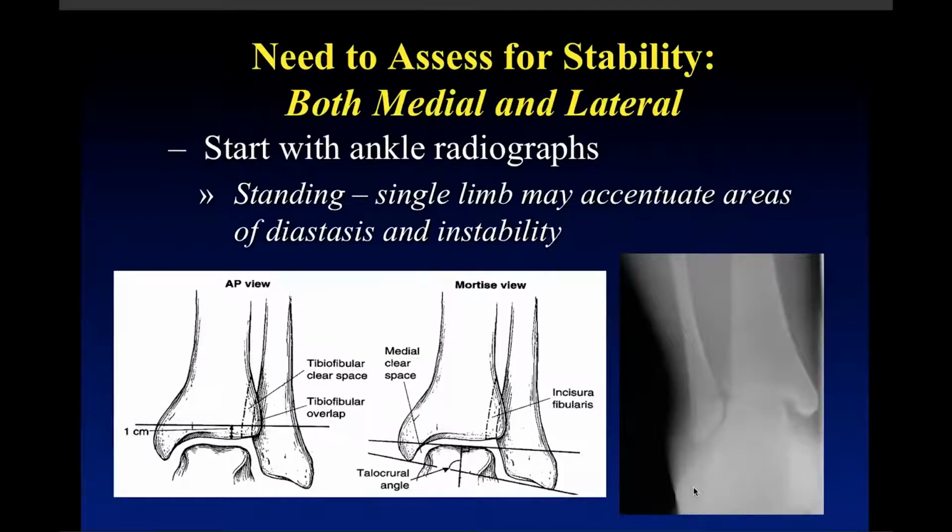So we all concentrate on what's going on laterally. There's the fracture. We see the syndesmosis. It looks disrupted, but don't forget about checking the medial side. So we start with radiographs. We start with standing radiographs if it's feasible based on pain. If it's not feasible the first week, we might do it the second week when they can stand on a single limb to accentuate areas of diastasis and instability. So you're looking for, is there increased diastasis at the syndesmotic level? Is there an increased medial clear space? These are the kinds of things you want to assess on your radiographs.